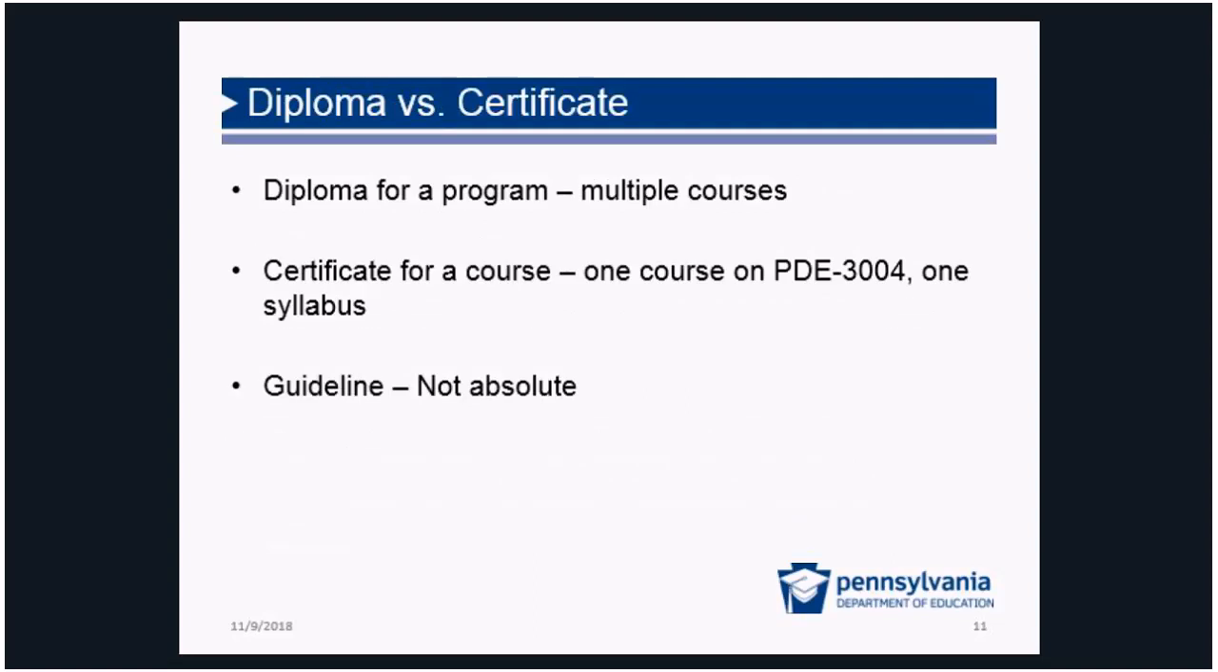The board considers that a diploma is the credential that should be awarded for a program that is made up of multiple courses. Usually a certificate is the credential that is awarded for one course, where you have only one course name on the PDE 3004 form and you have only one syllabus. This is not set in stone, but this is general guidance for the credential that you ought to offer for your program.